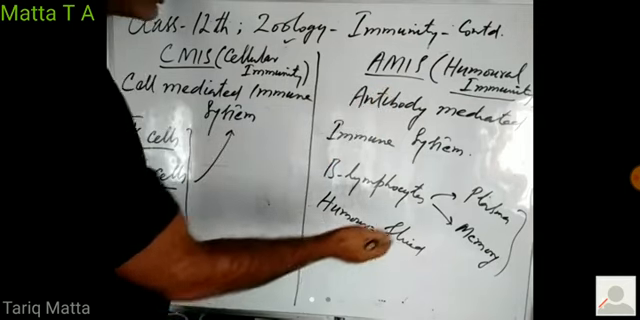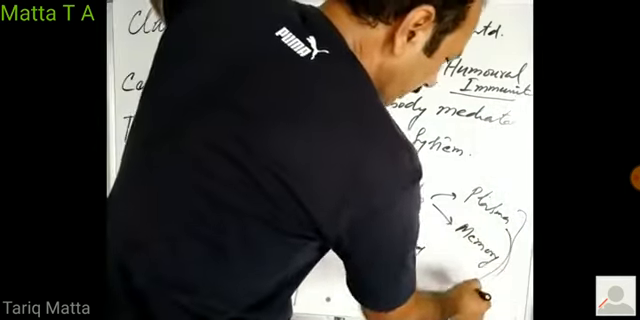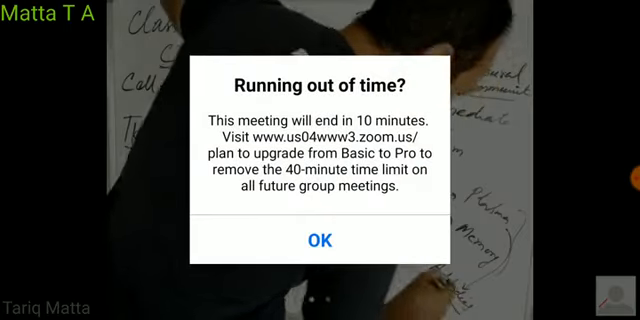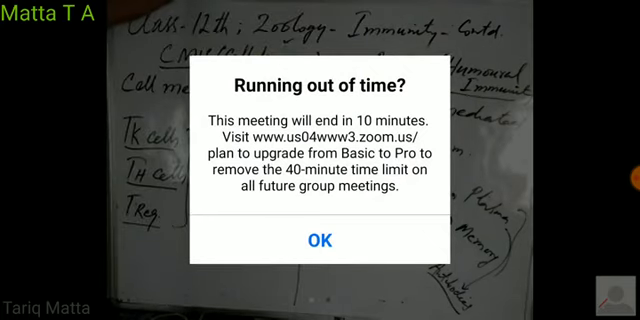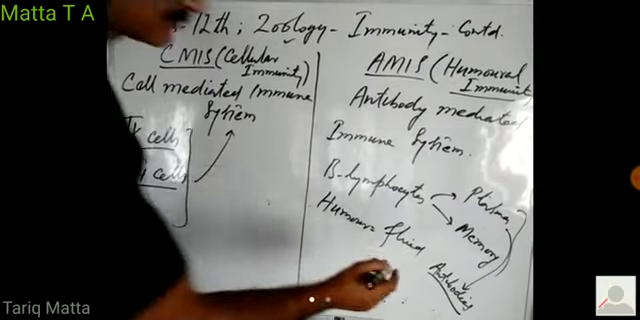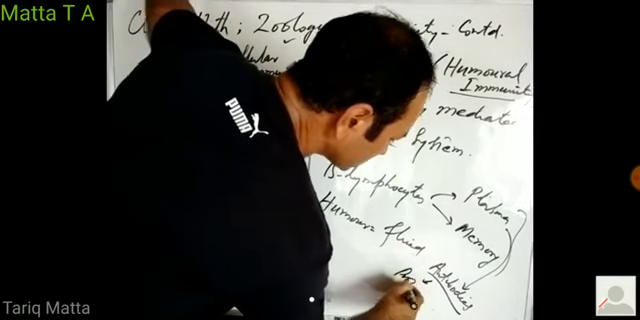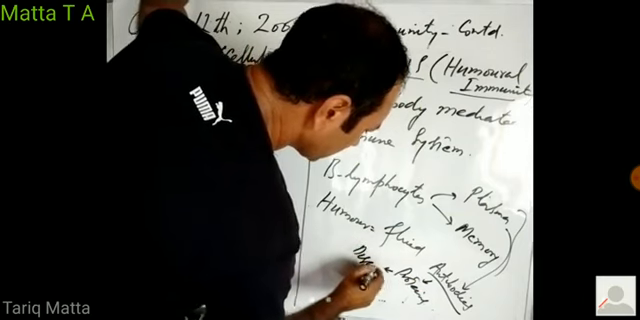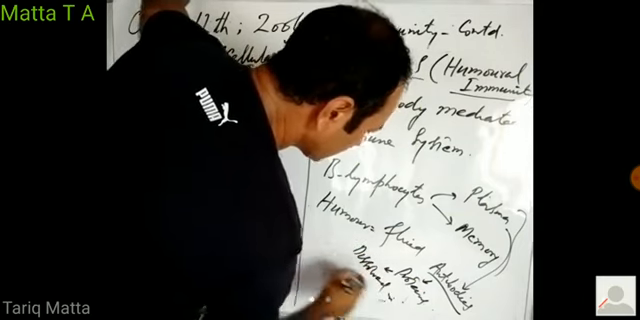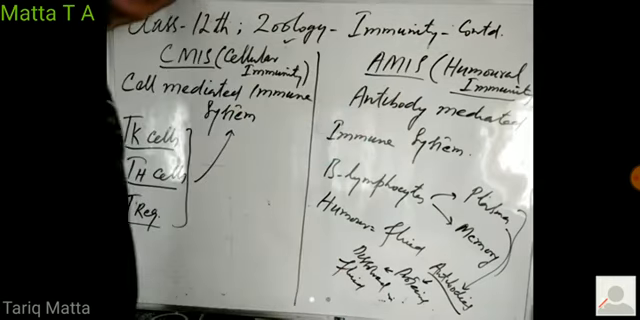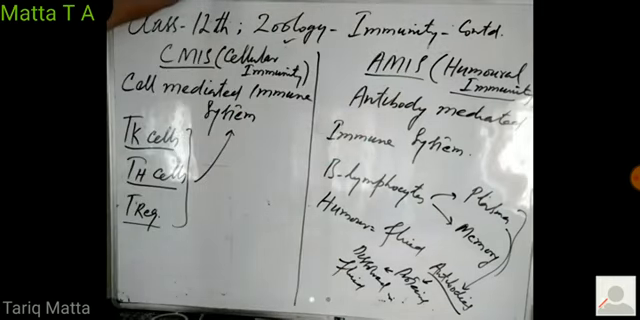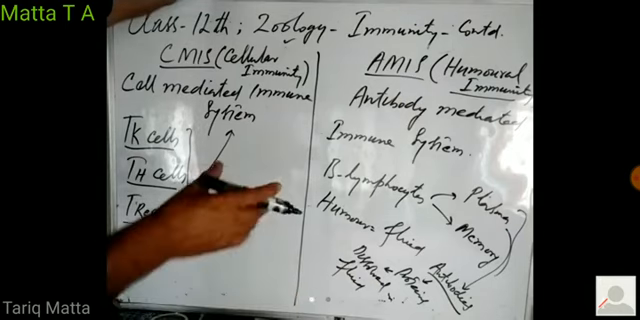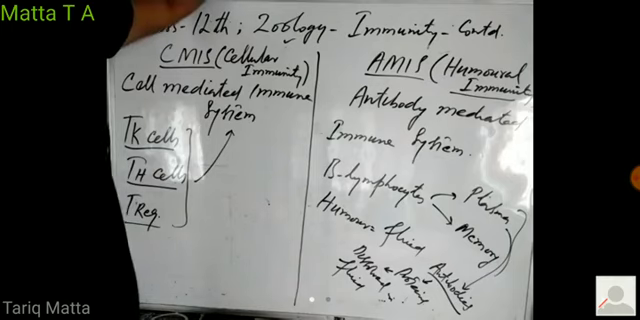Why is it present in fluid? Because when plasma cells produce antibodies, those antibodies are basically defensive proteins. Antibodies are proteins, and these proteins remain dissolved in fluid. So that is why we call it humoral immunity. This immunity is present in blood plasma. That is why we call it humoral immunity.